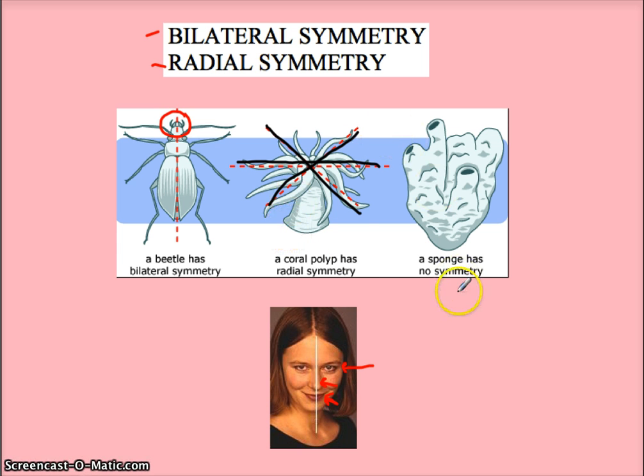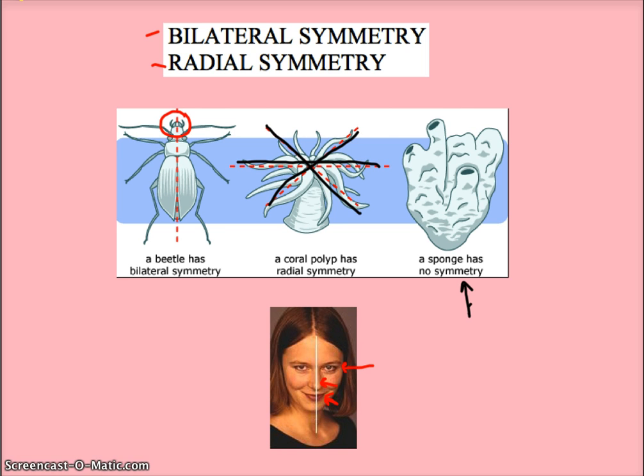And sure, there are some animals that just don't have any symmetry, and you can see the pattern here. The most advanced animals have bilateral symmetry. The least advanced animals have no symmetry. And you know, these ones like starfish and coral that have the radial symmetry, well, they're in between, you might say.